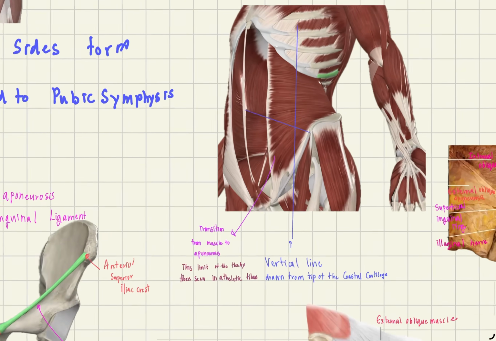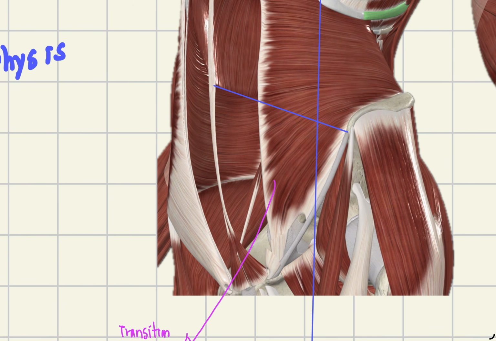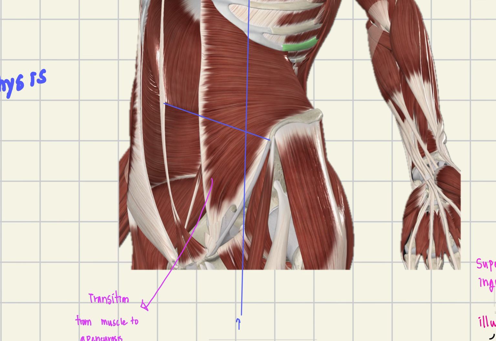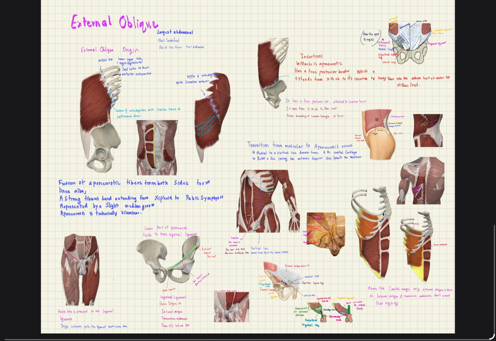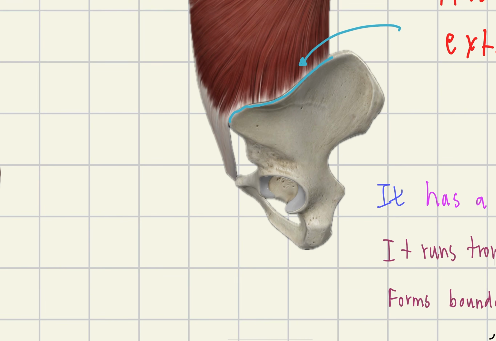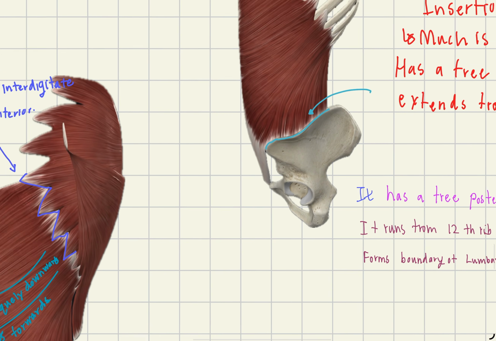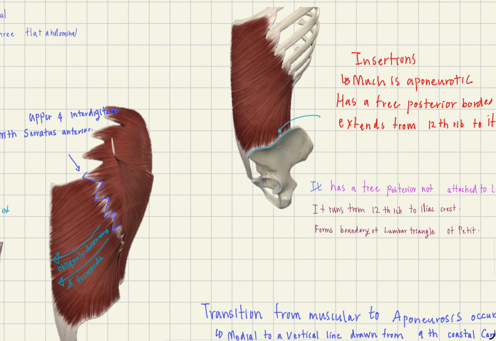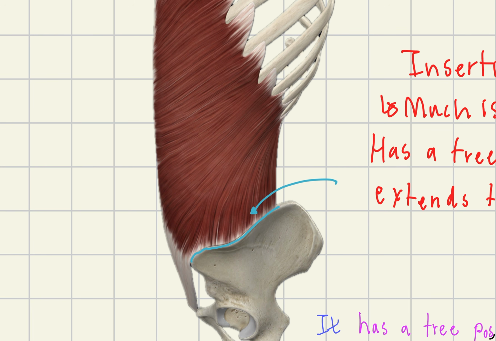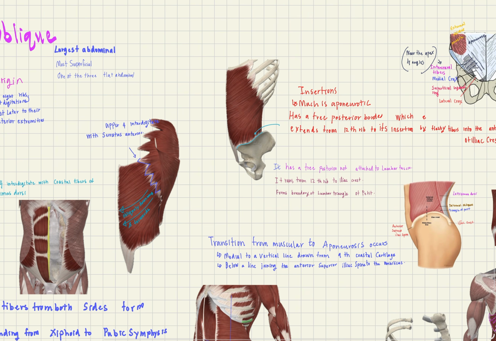Much of it is aponeurotic. So its insertion is mostly aponeurotic. The muscle has a free posterior border. If you think about it posteriorly, there's a free posterior border which extends from the 12th rib to its insertion by fleshy fibers into the anterior half of the outer lip of the iliac crest. And you can see it extends from the 12th rib to the anterior half of the outer lip of the crest of the ilium.